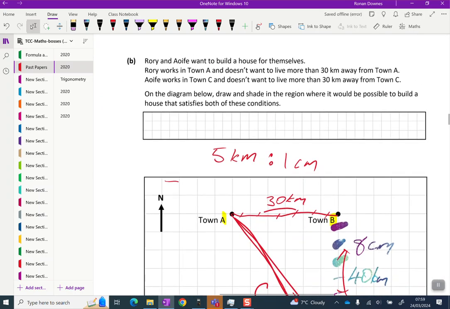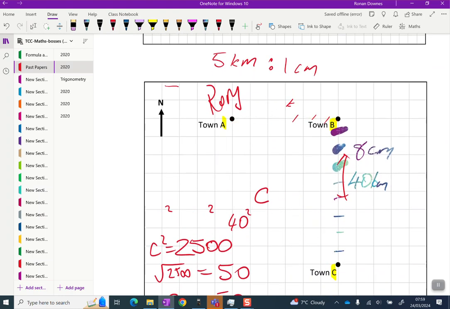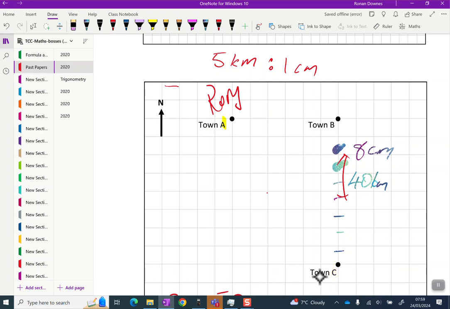Okay, now Rory and Aoife want to build a house for themselves. Rory works in A, and doesn't want to live more than 30 kilometers from town A. So I'm going to take away our Pythagoras calculation now. Okay, so in terms of where can Rory live, you need to draw a circle.